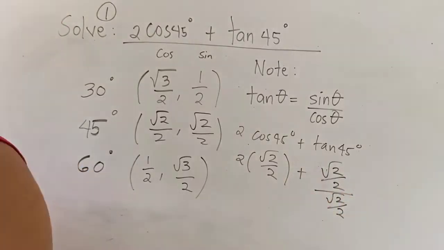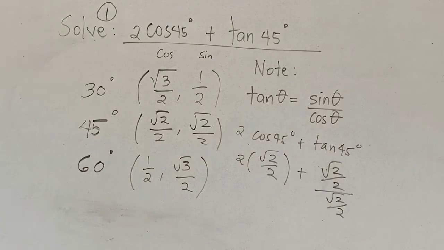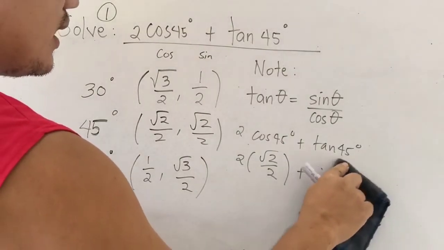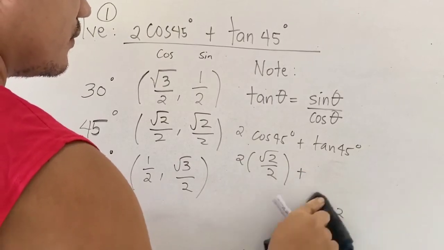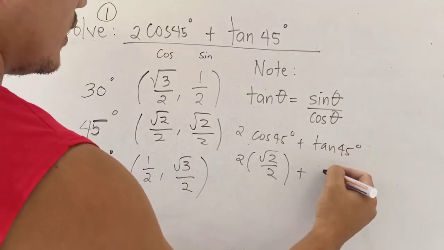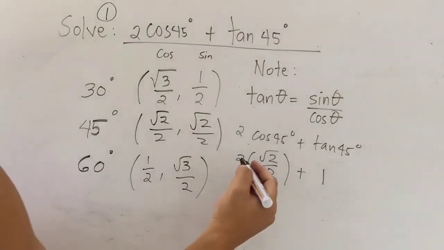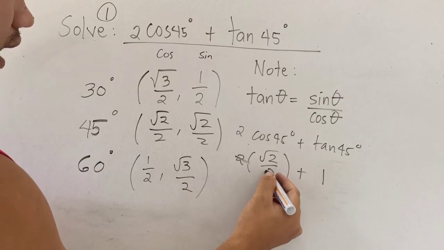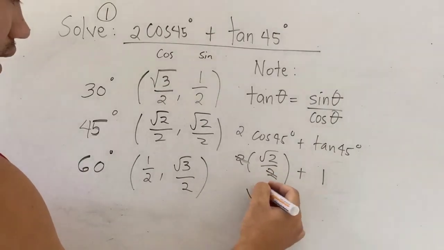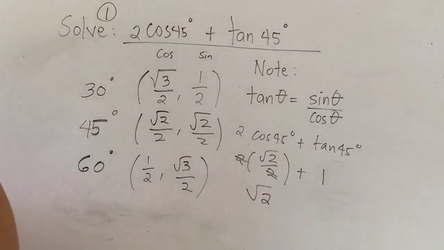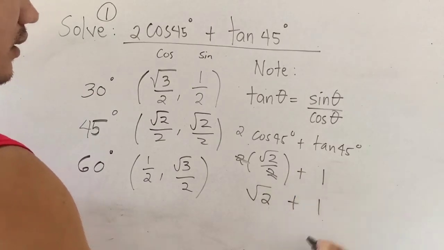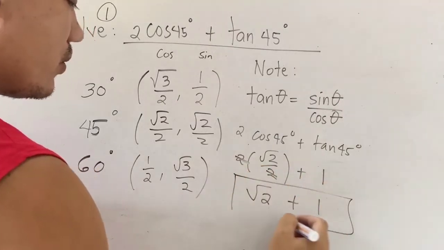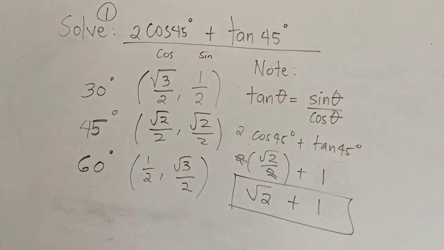Kaya yan ay magiging 1. Ang square root of 2 over 2 over square root of 2 over 2 ay gagawin na natin siyang 1. Pinakita ko na kung saan galing yung 1. Now, 2 times square root of 2 over 2, pwede natin makancel yun, which is 1. Kaya matitira lang natin ay square root of 2 plus 1. Therefore, the answer is square root of 2 plus 1.